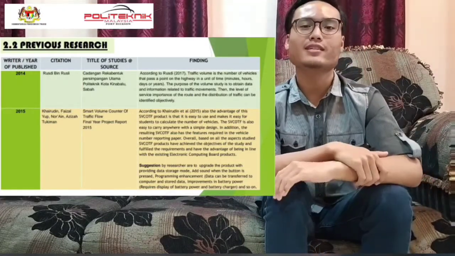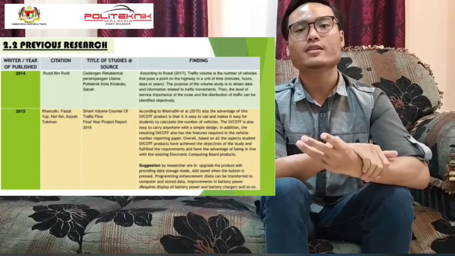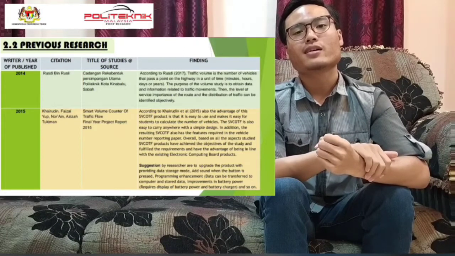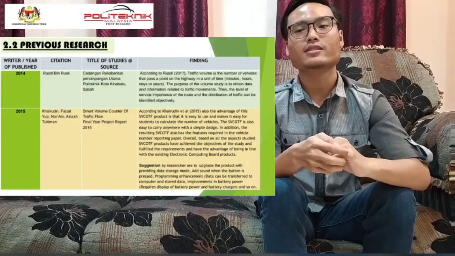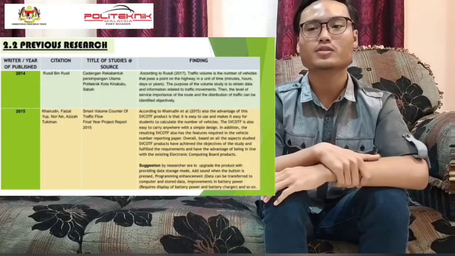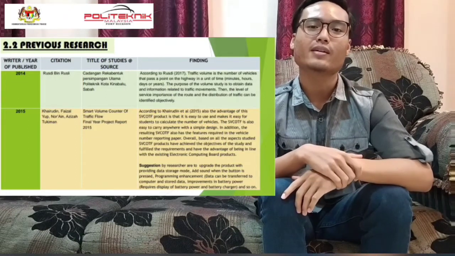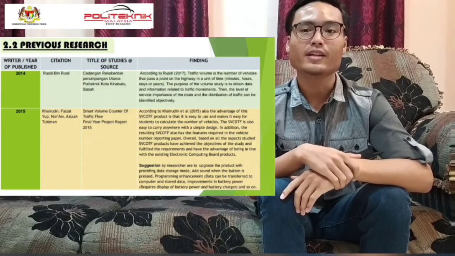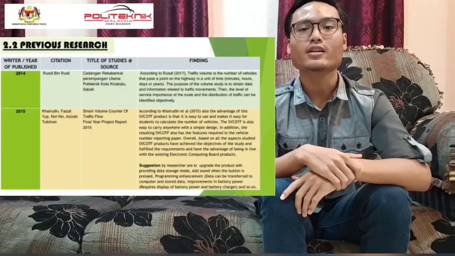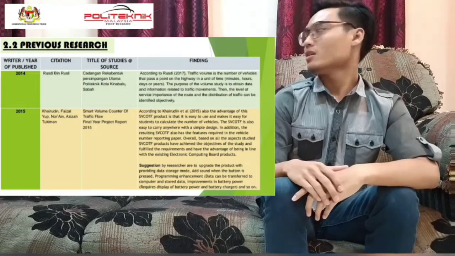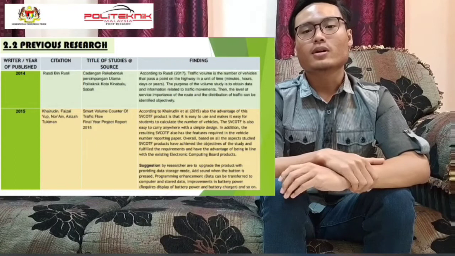The previous research is the research that we found from journals, articles, the internet, and so on. The first journal is named Cadangan Reka Bentuk Persimpangan Utama Politeknik Kota Kinabalu Sabah, written by Rusdi bin Rusli, published in 2014. The next one is Smart Volume Counter of Traffic Flow.